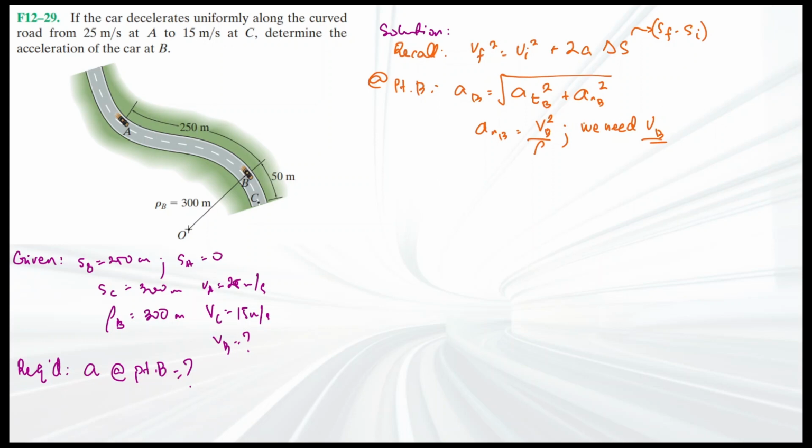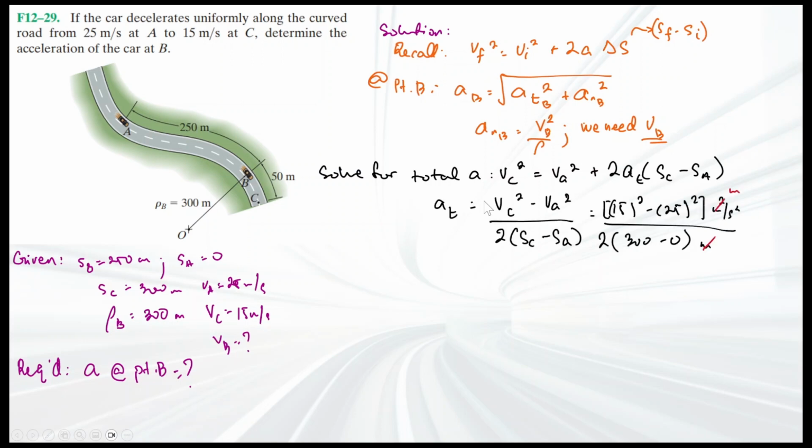To solve for that, we need the total acceleration first, or in effect, the tangential acceleration. We're able to get that by using this equation first. So we equate it based on our parameters: vC squared equals vA squared plus 2 at, or tangential, times sC minus sA. So rearranging the formula, we will have this one. And substituting them and canceling the units, we will have a tangential acceleration of negative 0.6667 meters per second squared.